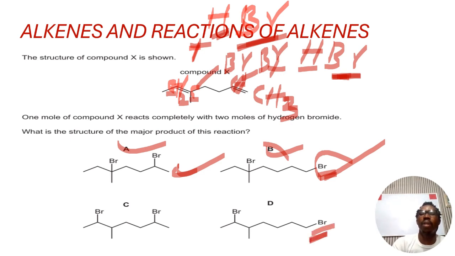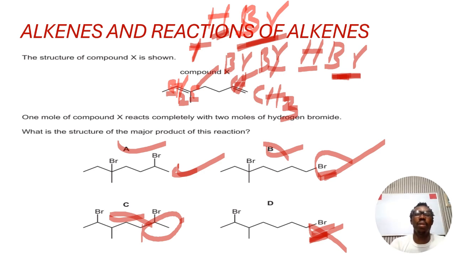The halogen is bonded to the carbon with the most hydrogen, which is also wrong. And here the halogen is also bonded. So D is also wrong. If you look at C, the halogen is not bonded to the right carbon atom. So here the halogen is not bonded to the right carbon atom. So the correct answer is A, and neither B, nor C, nor D. So it's as simple as ABC.